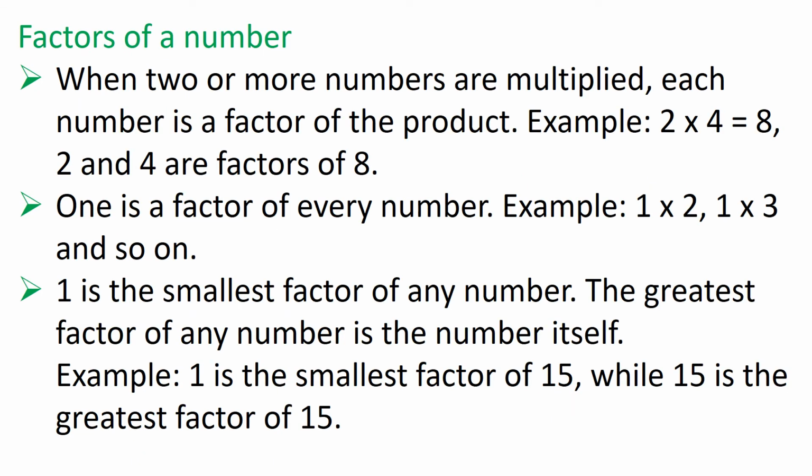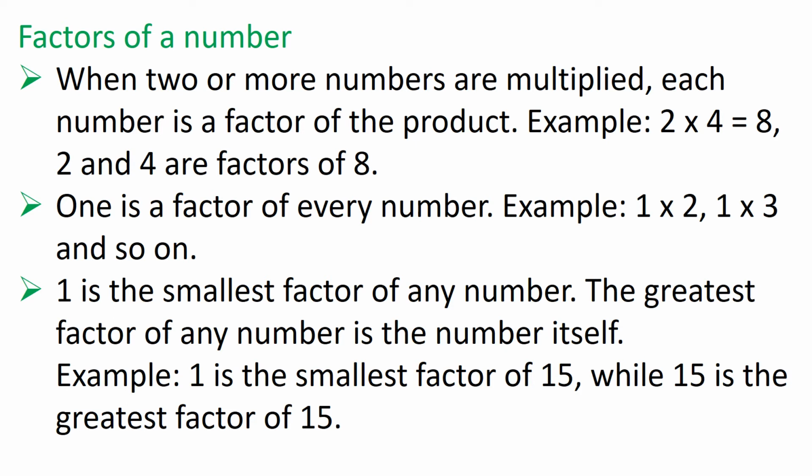Kids, let us now move on to factors of a number. When 2 or more numbers are multiplied, each number is a factor of the product. For example, 2 fours are 8. So 2 and 4 are factors of 8, and 8 is the multiple of 2 and 4. 8 is the common multiple.